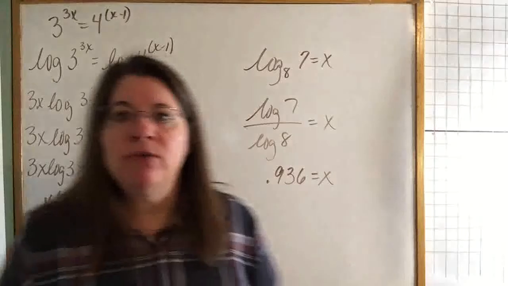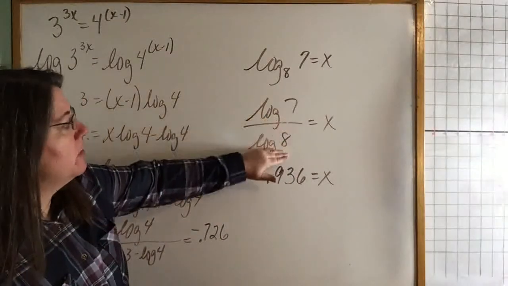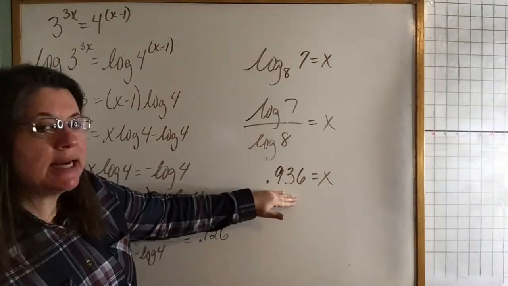On the other one, hopefully you recognized that this is the change of base formula. So that's log 7 over log 8, giving me a 0.936.